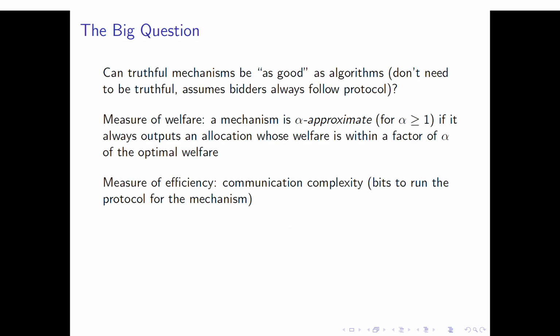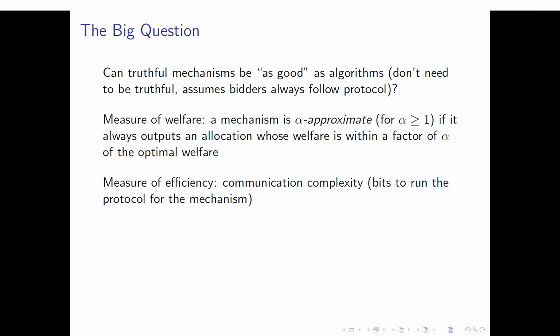With all that background out of the way, we can talk about the big question, which most people agree is important, and that is, can truthful mechanisms, which must incentivize bidders to follow the protocol, be as good as their algorithmic counterparts, which assume bidders follow the protocol? To properly talk about this, we'll need to quantify what we mean by good welfare and efficient mechanisms.